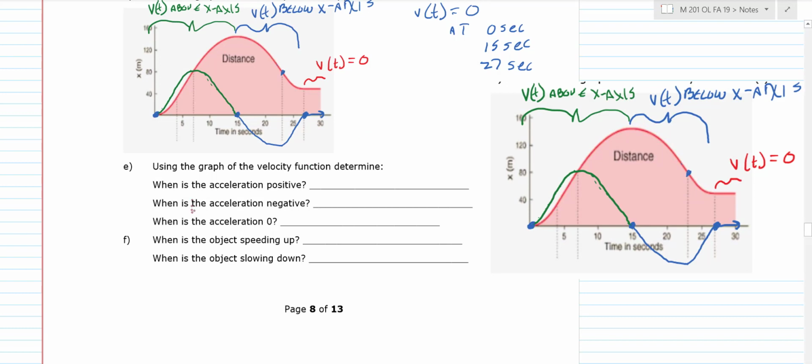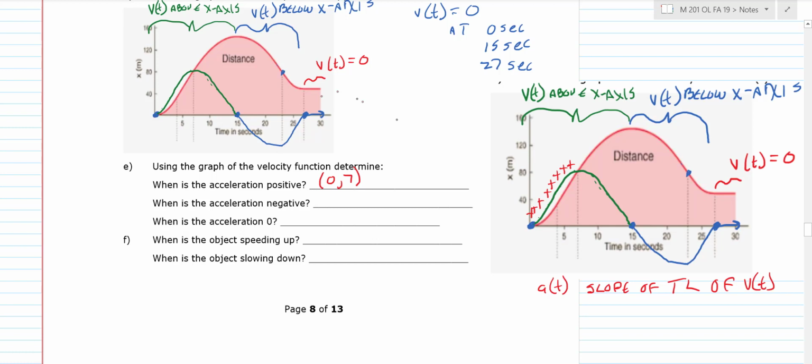Okay, so when is the acceleration positive? Now remember, the acceleration would be the slope of a tangent line of the velocity function. So here's the graph of the velocity function right here. Let's think about when the slope of the tangent line is positive. It looks like the slope of the tangent line is positive on the velocity function from 0 to, let's just say, 7. So it looks like you have positive acceleration from 0 to 7.